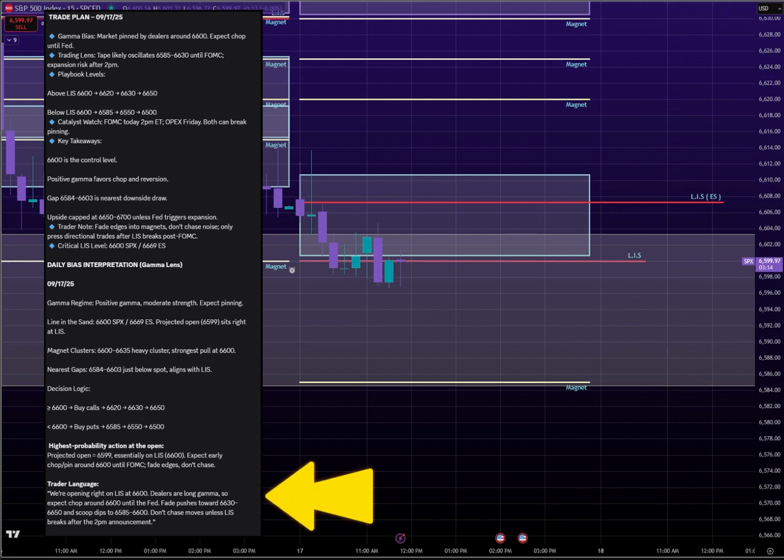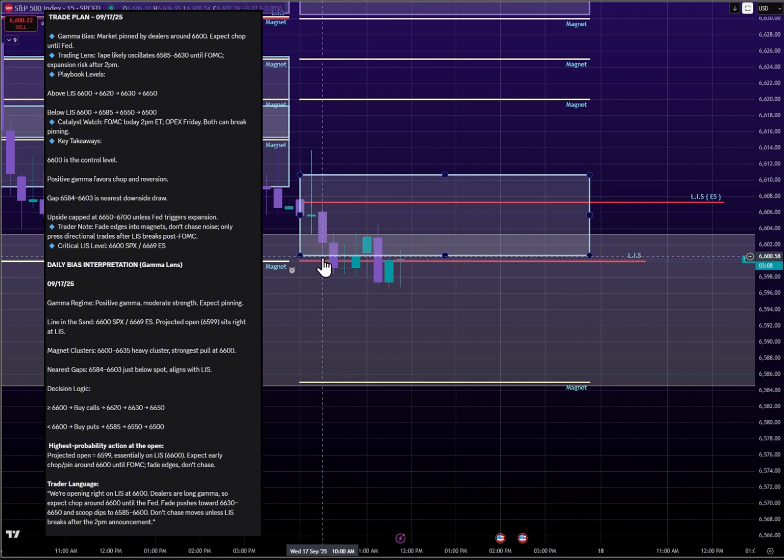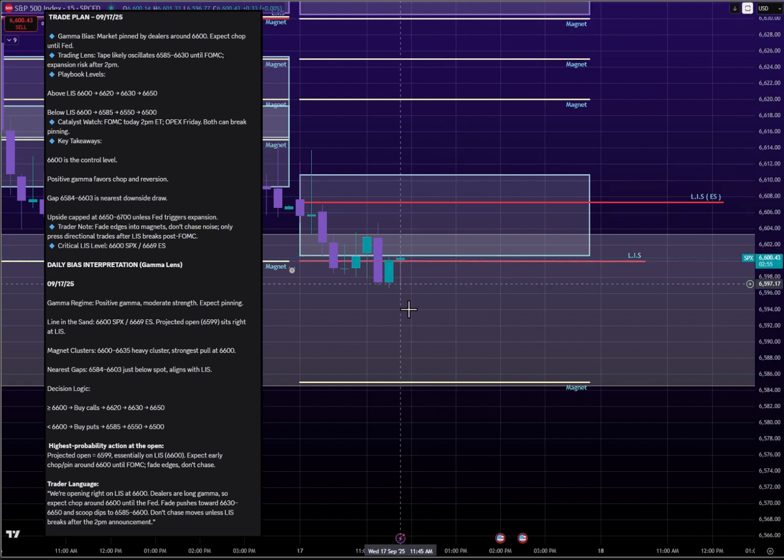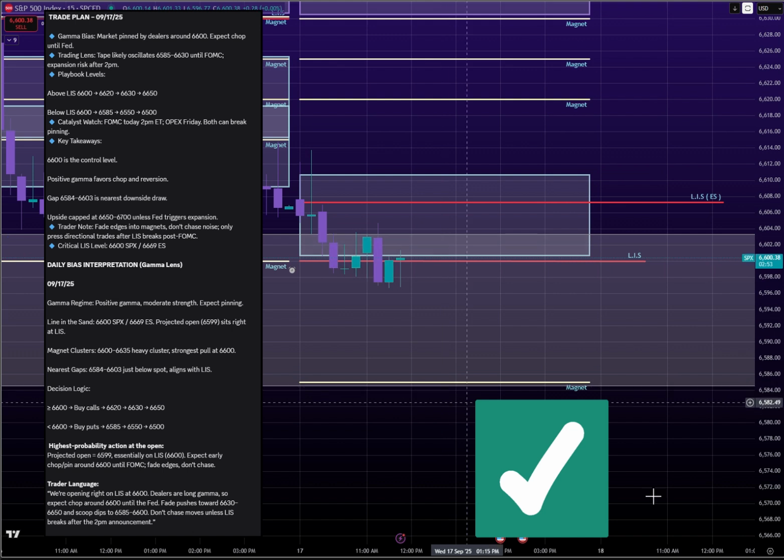Finally, the trader language gives you the play in plain English. For today, we're opening on LIS at 6,600. Dealers are long gamma, so expect chop. Fade pushes towards 6,630 to 6,650. Scoop dips back to 6,585 and 6,600. Don't chase until LIS breaks after the Fed.